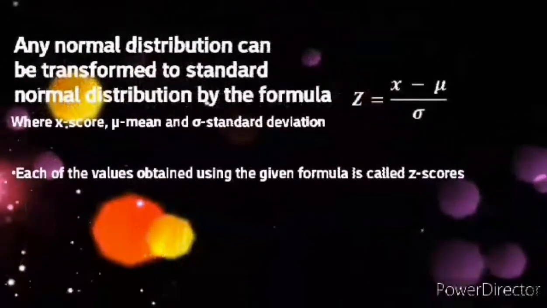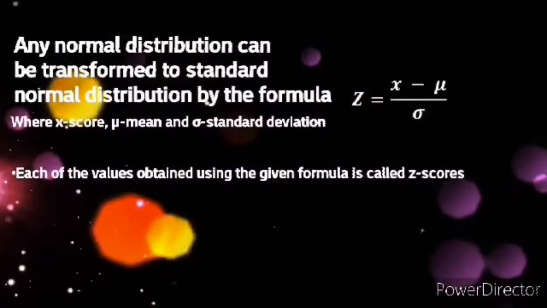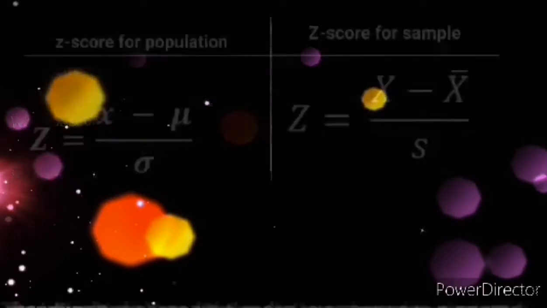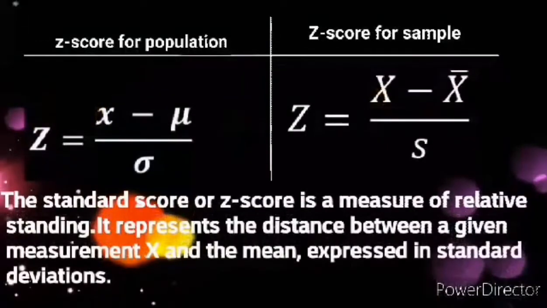A normal distribution can be transformed to standard normal distribution by the formula z equals X minus mu all over sigma, where X is the score, mu is the mean, and sigma is the standard deviation. Each of the values obtained using the given formula is called a z-score. The standard score, or z-score, is a measure of relative standing. It represents the distance between a given measurement X and the mean, expressed in standard deviations.